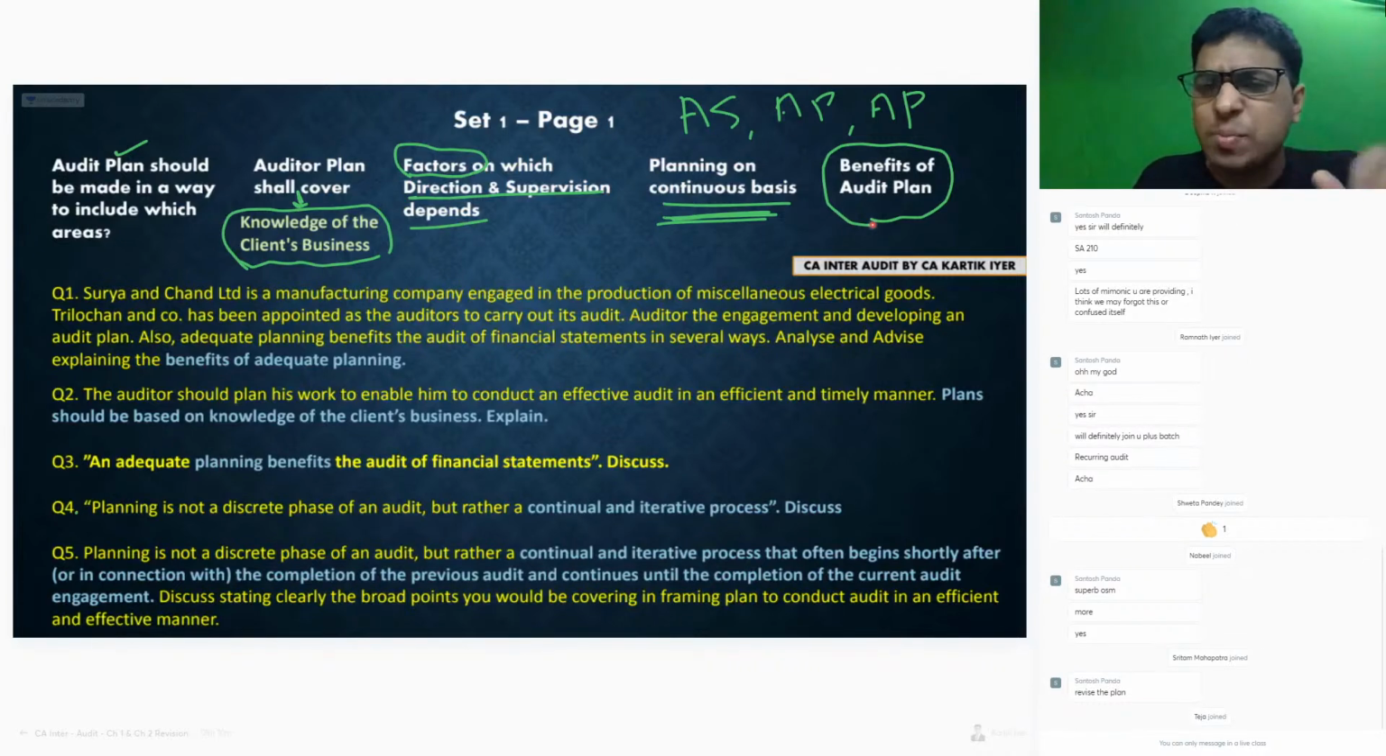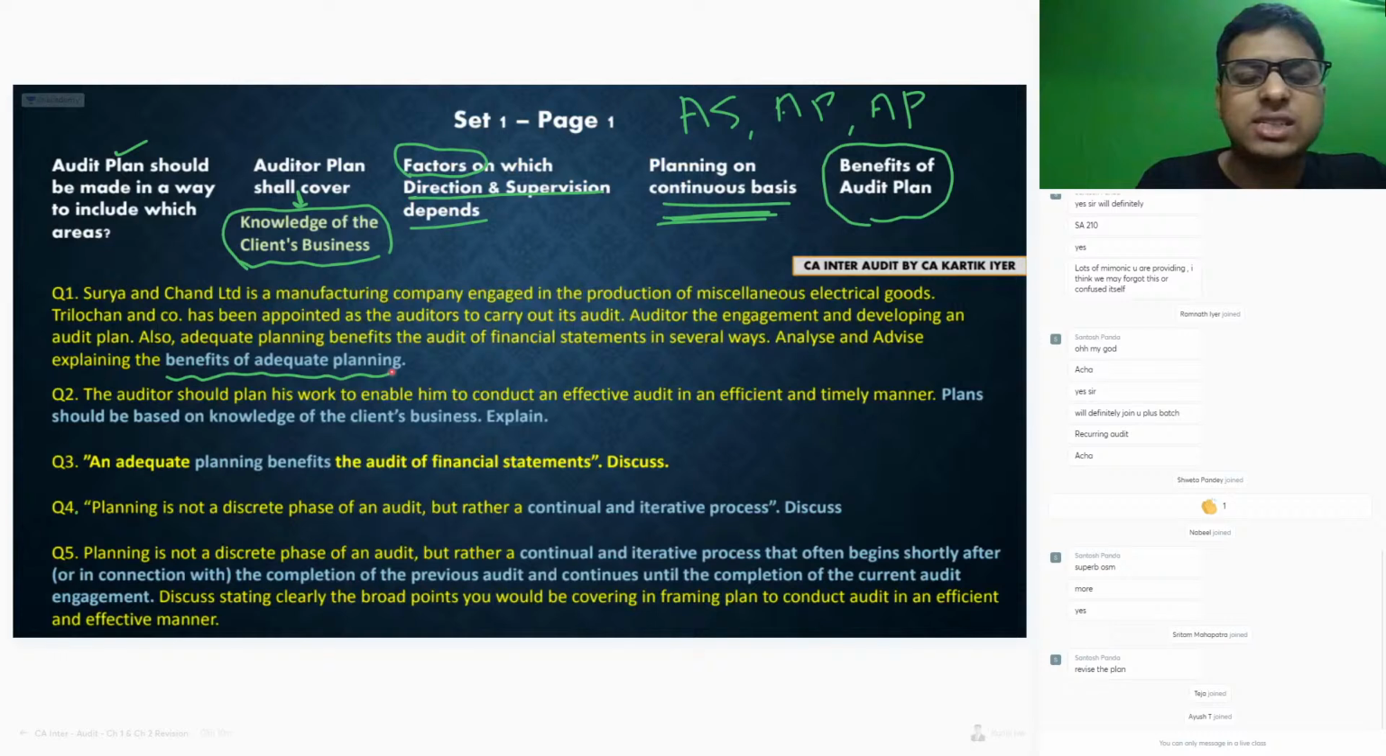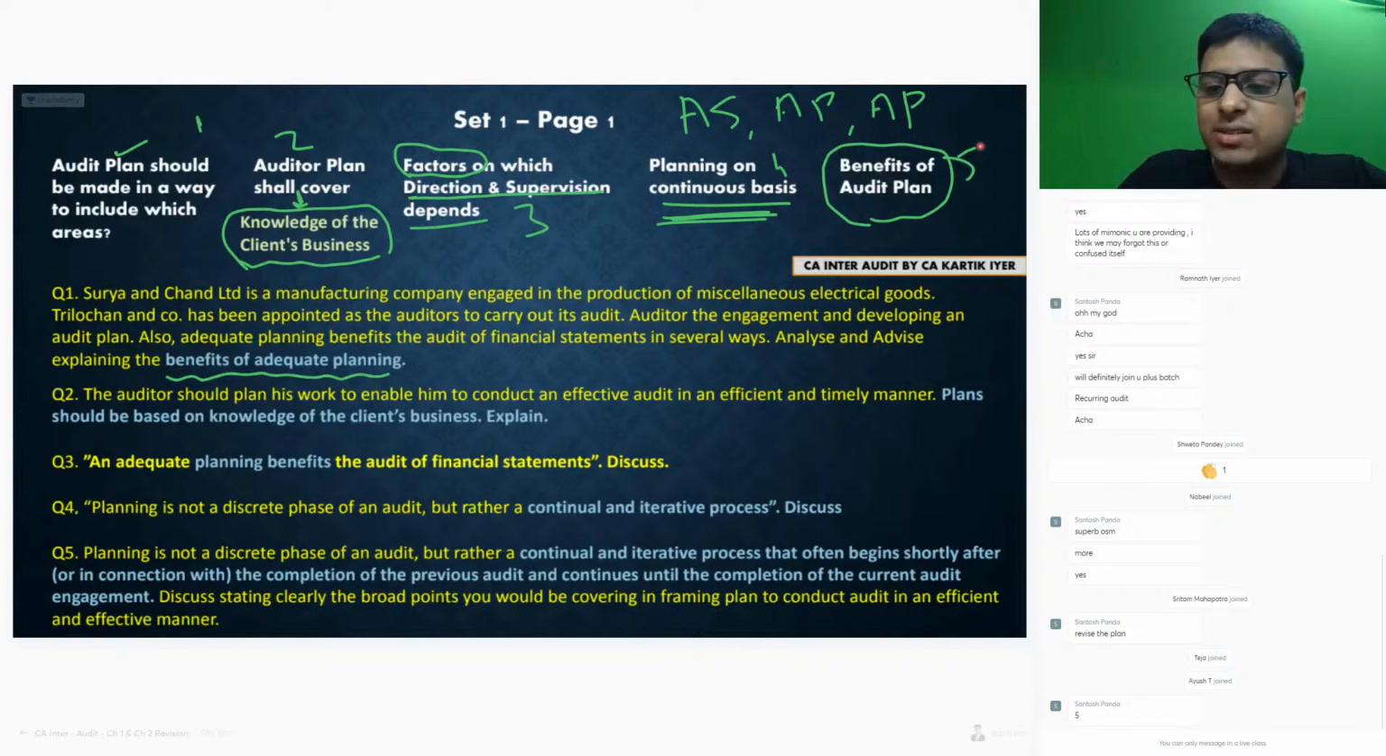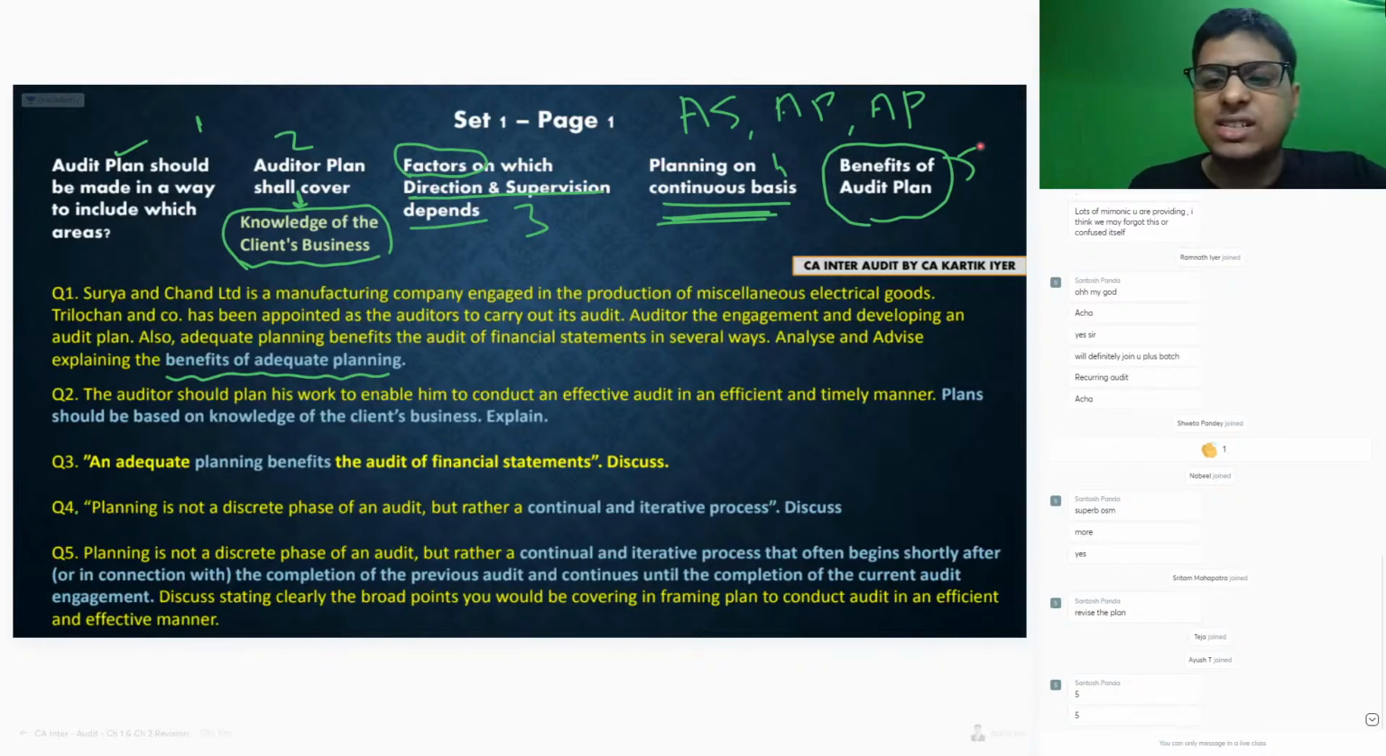Simple answer. Now let's see the answer. See this. Benefits of adequate planning. Can you tell me which answer is this? 1, 2, 3, 4 and 5. Benefits of adequate planning. Excellent. Answer number is 5.